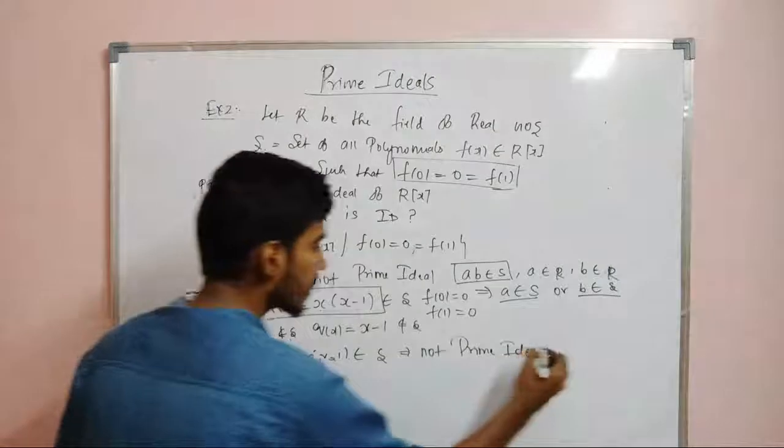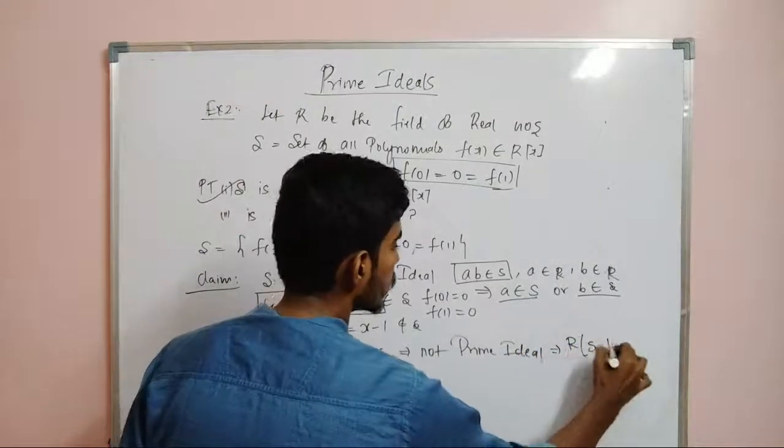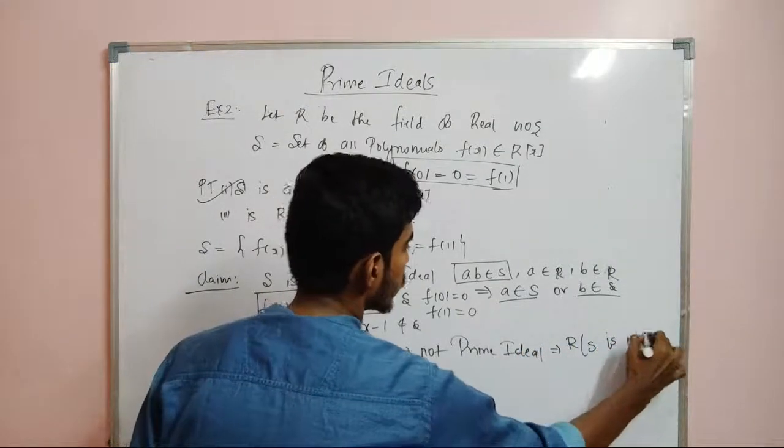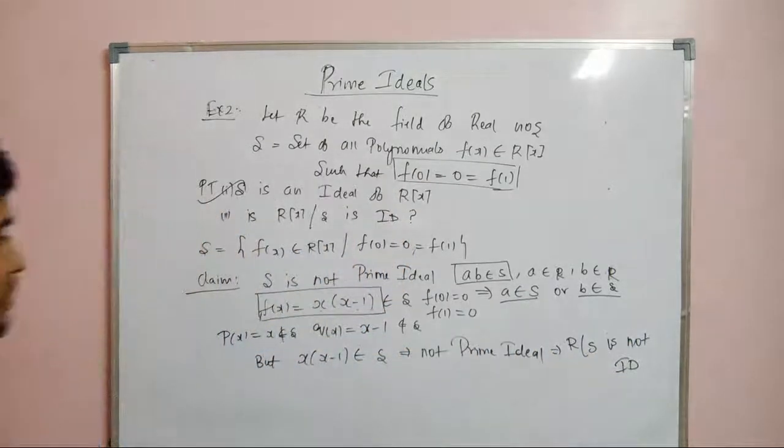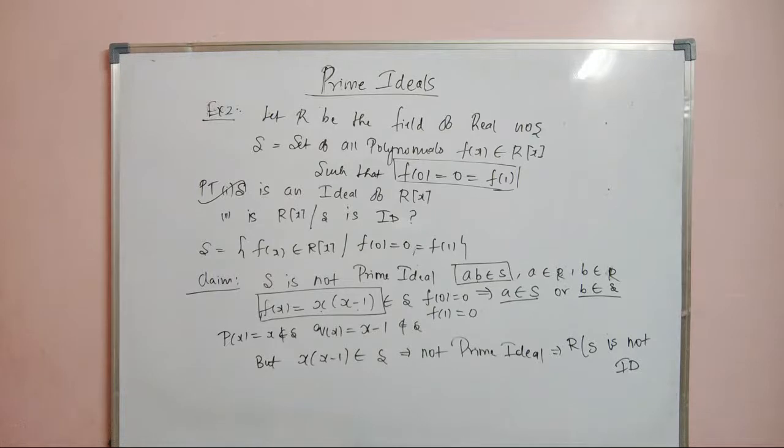So since it is not a prime ideal, R by S is not an integral domain. This will be an integral domain if and only if S is a prime ideal. Therefore, it is not an integral domain.